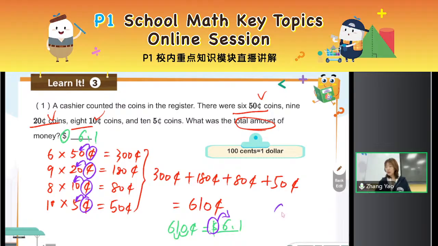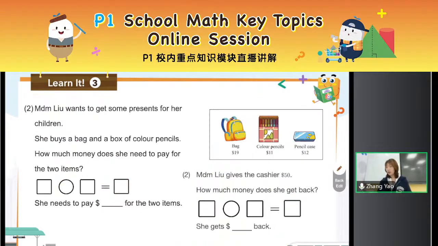If you write something like this, it is wrong. And you can't write something like $60. Someone says $60, so $60. No. Both of those two options are wrong. So please remember this. All right, let's move on to this one.